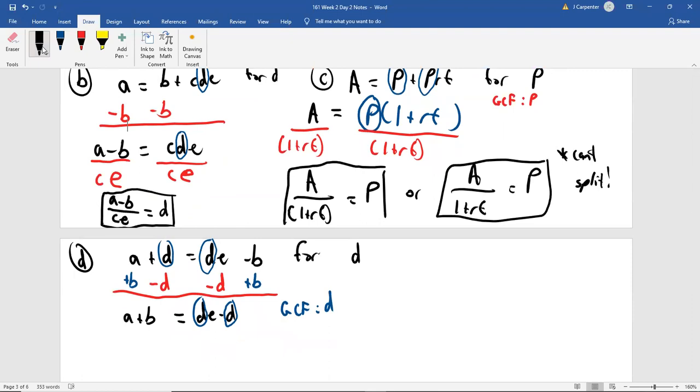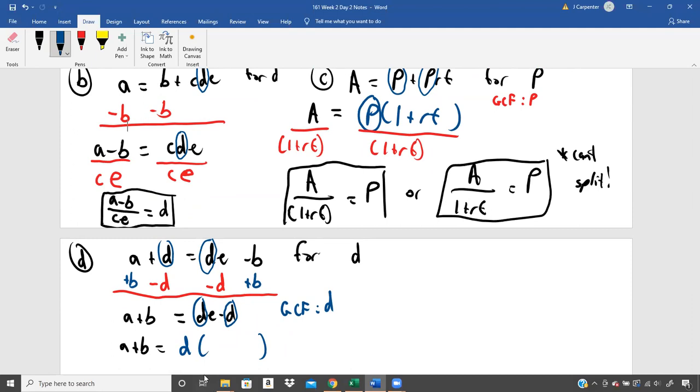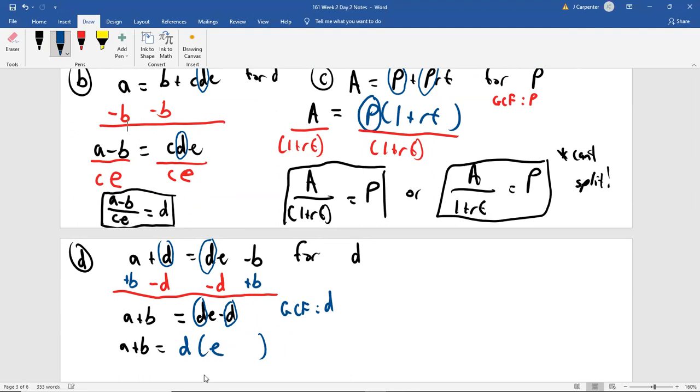We will leave the left-hand side alone. A plus B equals. We will take out the GCF of D. We open a parentheses, and then inside goes what's left over after we divide. DE, when you divide out a D, when you take it from it, you're left with E, then a minus. This D, when you take it away, is not blank. It's not 0. It's 1 because we're dividing.